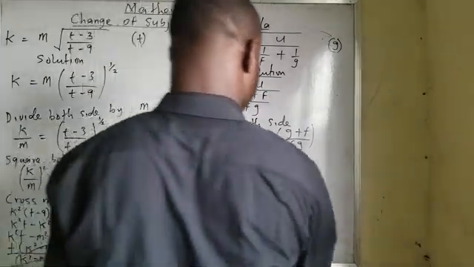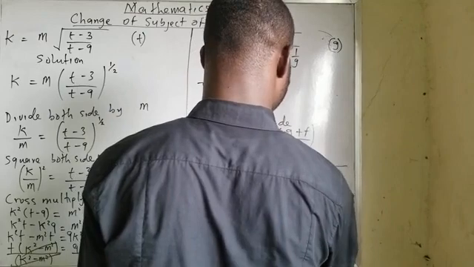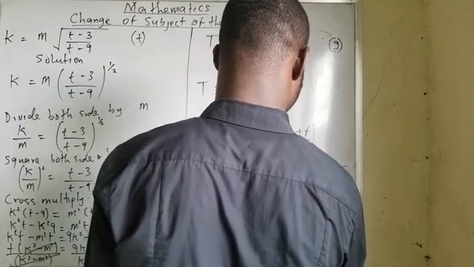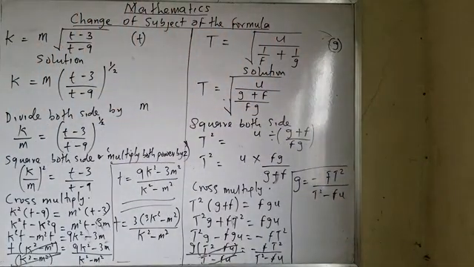Now, permit me to manage this. My G will be equals to minus FT squared divided by T squared minus FU. That is my answer. Can you see that it is very, very simple?